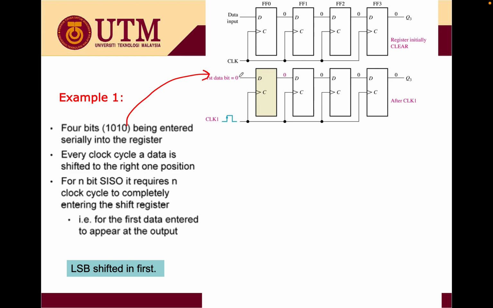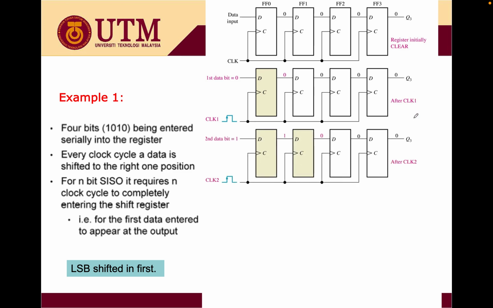So there is a 0 input here, 0. In the beginning, of course, it's all going to be 0, right? After the first clock, you're going to have 0. Of course, your Q0 will be 0 because your D will be following your input. And then the rest will also be 0 because you can see it's connected to each other. You get the output of 0.